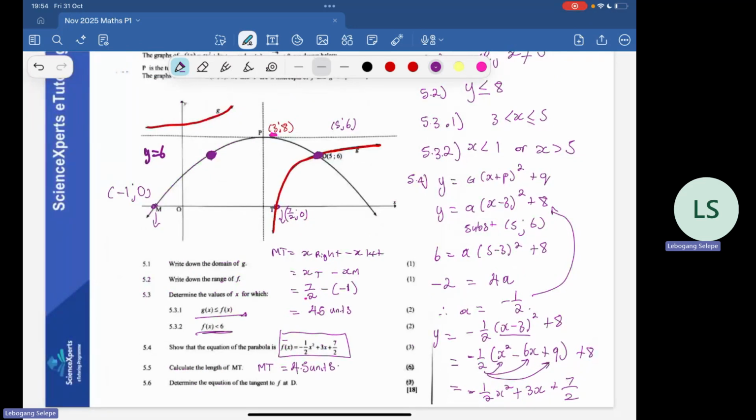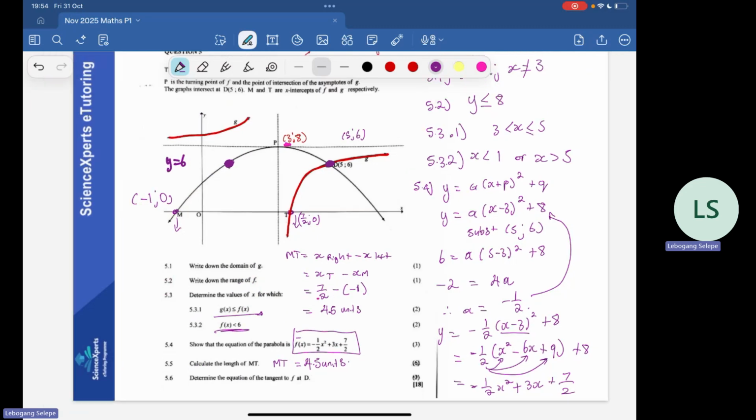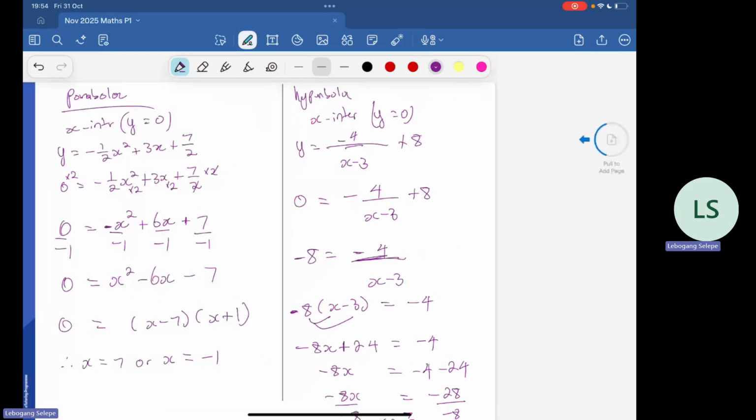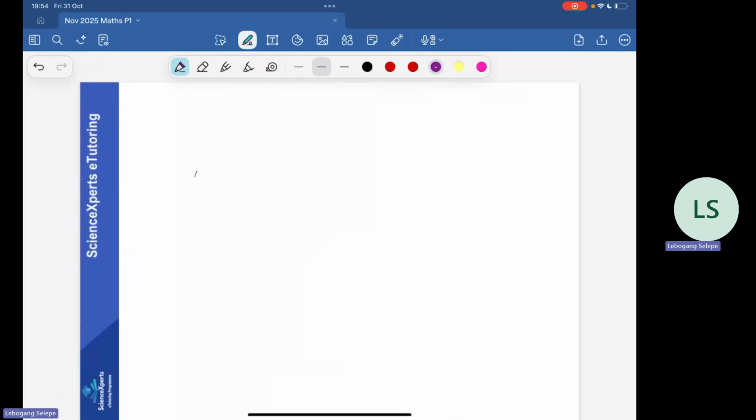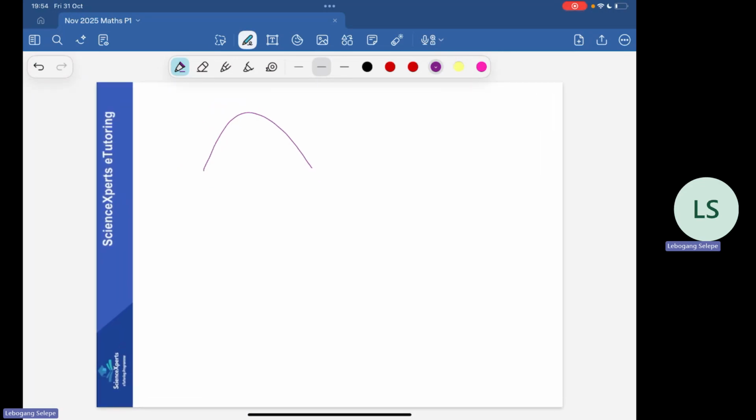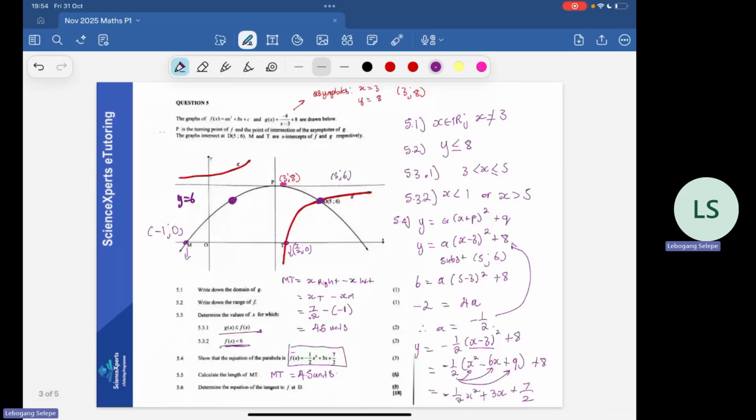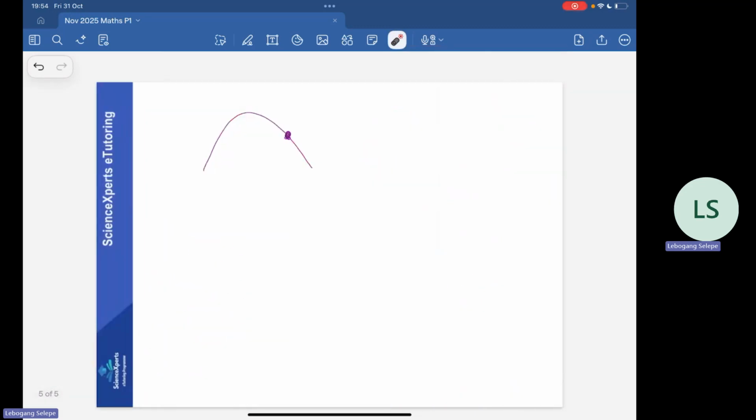Determine the equation of the tangent of f at point D. Right, so this one is a very interesting one. I'm just going to go to the next page. So I'm particularly interested only in the parabola. As you can see here, point D is this one, right? The coordinates here are 5, 6.